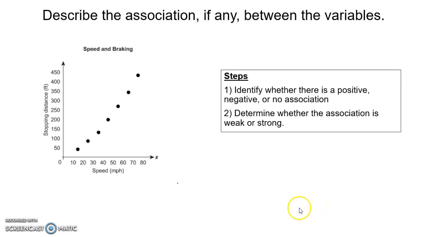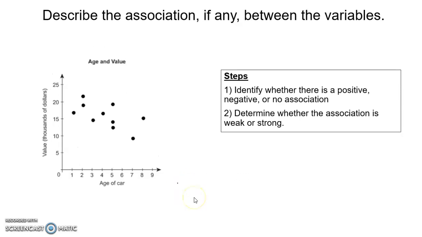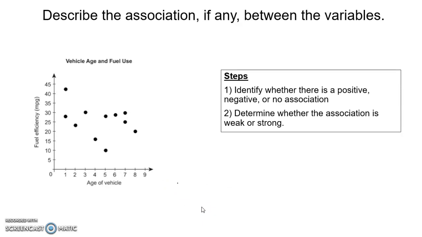Let's describe the association, if any, between these variables. Notice that as we go left to right, it goes up, so we can say it's positive. It's pretty close to approximating a line, so I would say that this is a strong positive association. In this problem, the points tend to go down as we go left to right. They're a little bit more spread out, so I would say that this is more of a moderate negative association. In this one, although the points do go down as we go left to right, see how they're pretty spread out? They're not closely approximating a line. So I would say that this is a weak negative association.